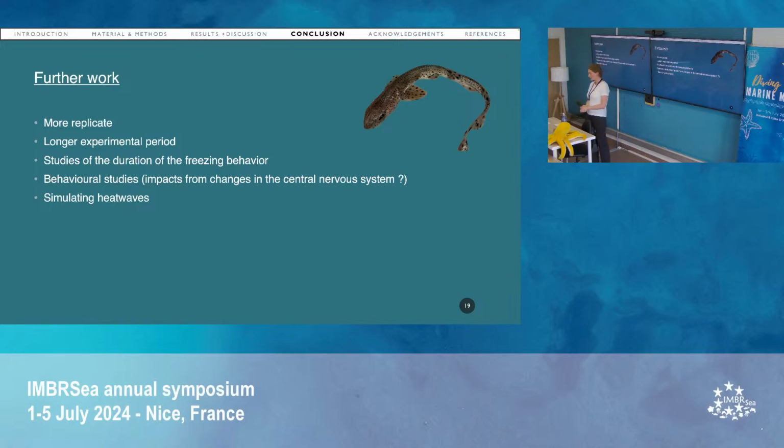And we think also something that could be interesting is to simulate heat waves, by placing the eggs in higher temperature, but for a shorter amount of time, because that would also happen in the future. It's also already happening now. And that could be interesting to know what are the effects of that.